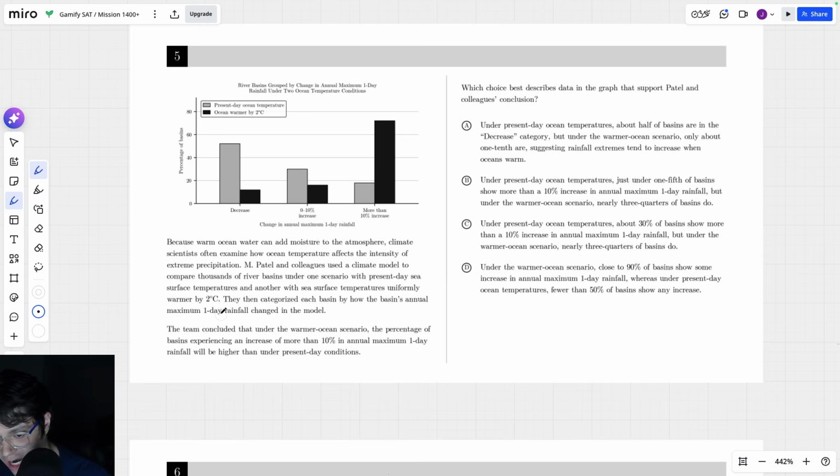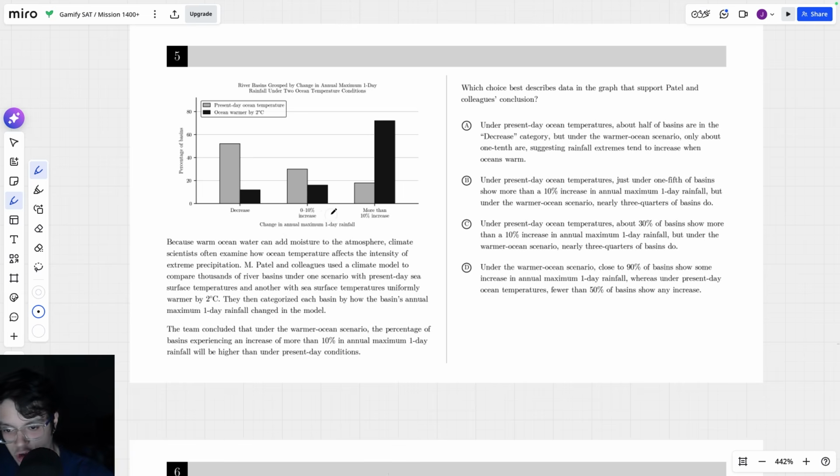The team concluded that under the warmer ocean scenarios, the percentage of basins experiencing an increase of more than 10% in annual maximum one-day rainfall will be higher than under present-day conditions. So it's kind of confusing in the last part there, but basically it's just saying that when it's a warmer ocean, it's going to have more than a 10% increase, more increase in the rainfall than in a non-warm one, like in a colder one.